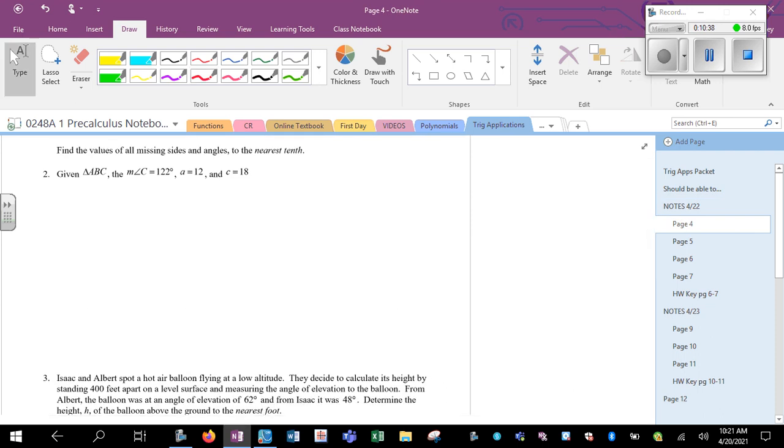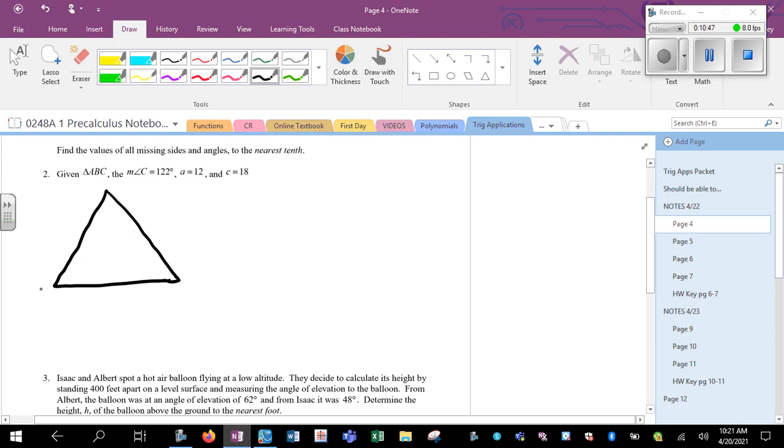Same directions. Given your triangle, find all missing sides and angles. I kind of always draw the same triangle, despite the fact that once again I see angle C is obtuse. You can make yours look more accurate if you would like. So based off my given information, there's A and C. That's my pair of information. So it looks like I need to find angle A.